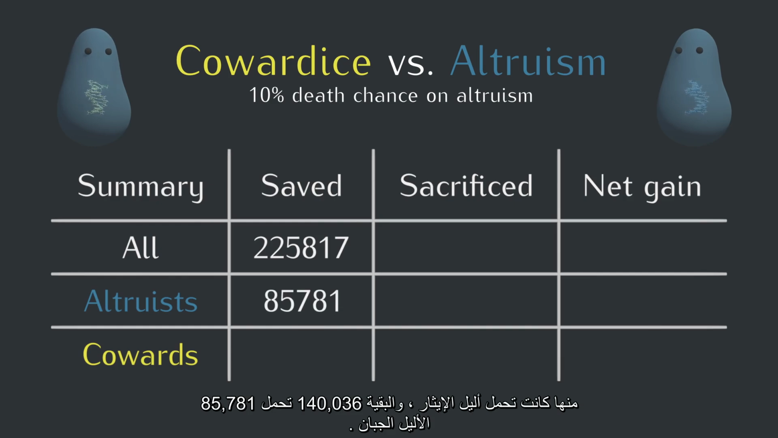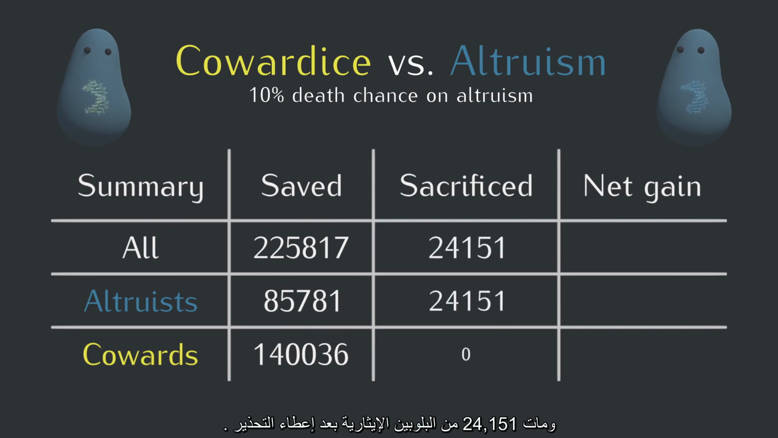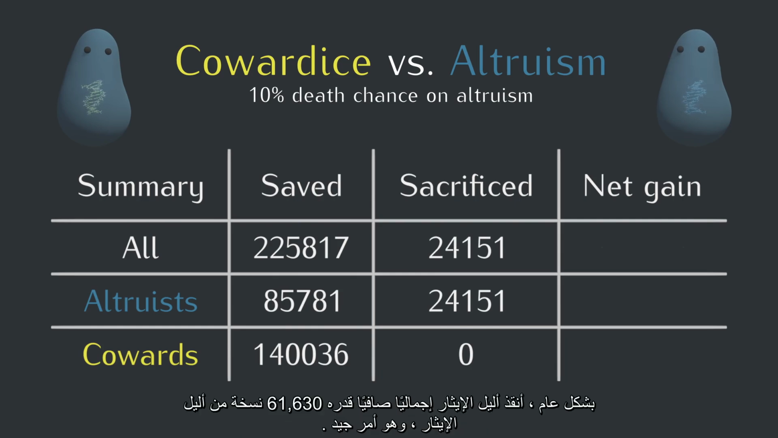85,781 had the altruism allele, and the other 140,036 had the cowardly allele. And 24,151 of the altruistic blobs died after giving the warning. So overall, the altruistic allele saved a net total of 61,630 copies of the altruism allele, which is good.